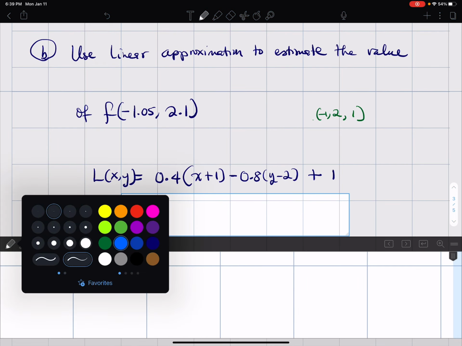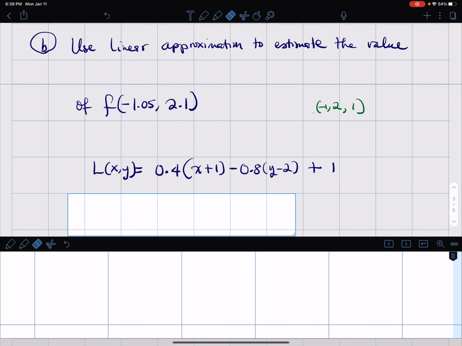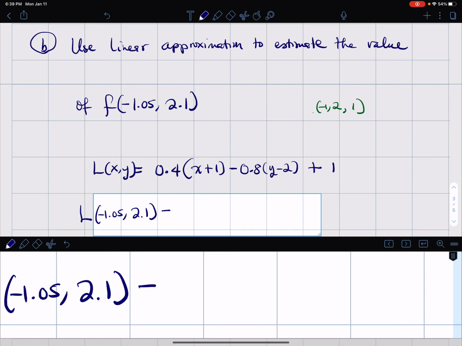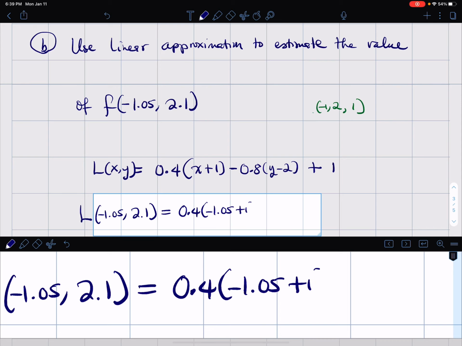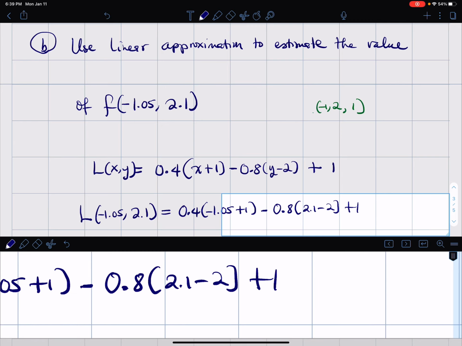We're going to talk more about that in class. So in that case, we plug in -1.05 and 2.1: 0.4 times -1.05 plus 1, minus 0.8 times 2.1 minus 2, and then plus 1. This is going to give you 0.9.